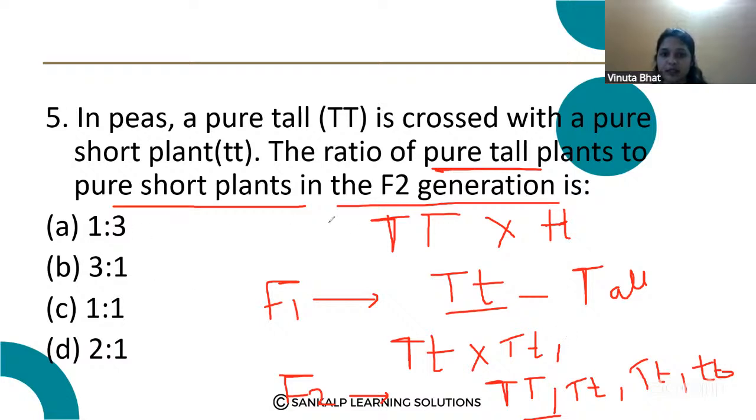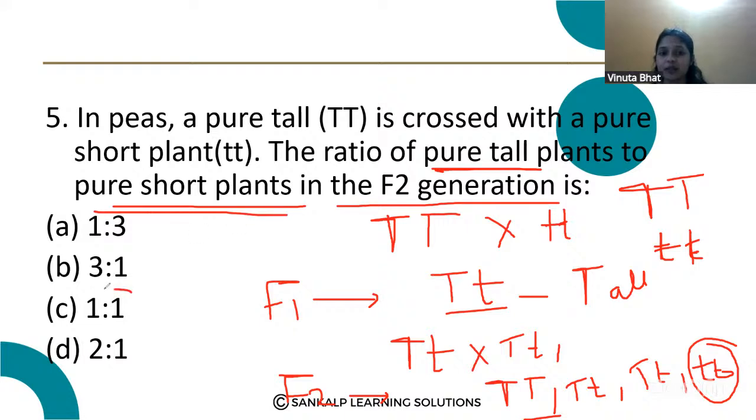Pure short plants in the F2 generation, and pure tall plants, that is T. Just check the question: the ratio of pure tall plants, that is not tall plants, and the short plants. Pure tall plants means those having capital T, capital T. Pure short plants means small t. So pure tall plants to pure short plants is 1:1.